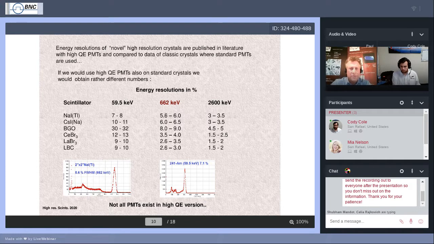In the middle, at the bottom, you see the spectrum from a sodium iodide crystal, a regular crystal, read out with a high quantum efficiency photomultiplier. There you see a lot of structure in the lines in the beginning of the spectrum and this good resolution of 7%. This is something that not many people realize. The spectrum to the left actually is the 5.6% at 662 keV.